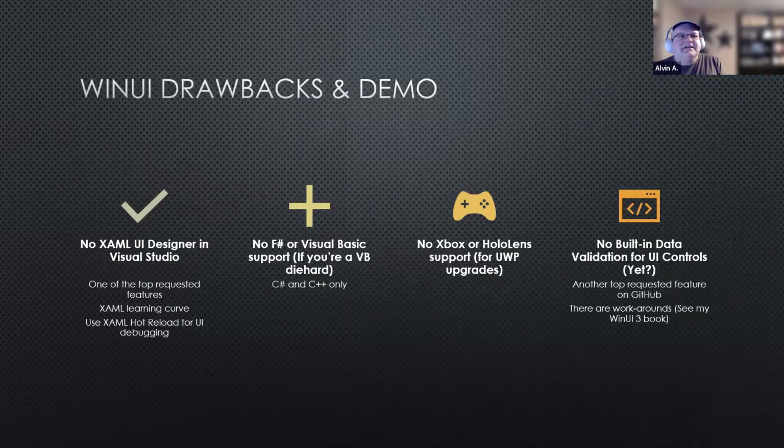Some of the drawbacks. The big barrier to entry for new XAML developers is there's no UI designer like you have with WPF and UWP. It hasn't made the cut yet as far as features. It's been the top request since the release. People really would like to have a designer added. The product teams are, I think, well aware of that. And to this point, it just hasn't made it onto the roadmap.